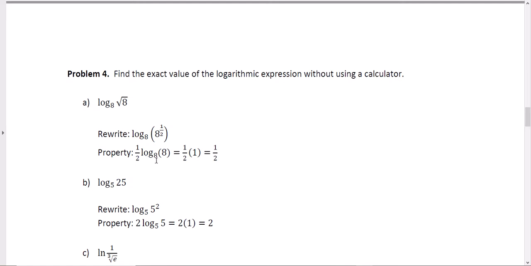What power do I put on 8 to get 8? That's the first power, right? 8 to the 1 equals 8. So I'll have the 1/2 coefficient times 1 to give me 1/2.